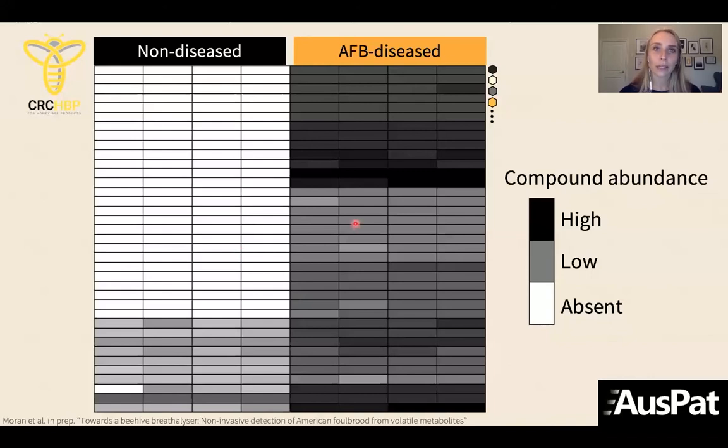These are the compounds that if we could use a sensor to pick them up, then we would have a tool for detecting AFB. I should point out that we do know the identity of these compounds. We're just not making that information public until our patent is finalised.